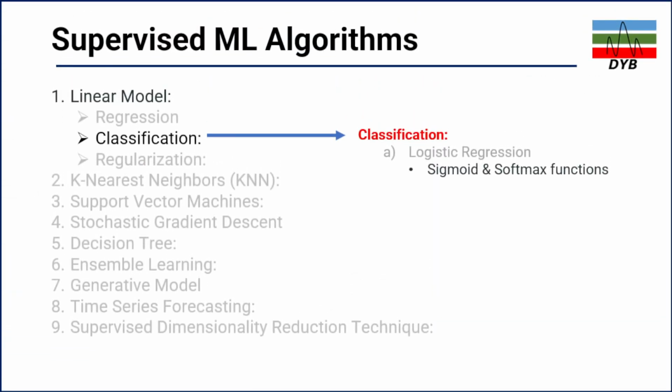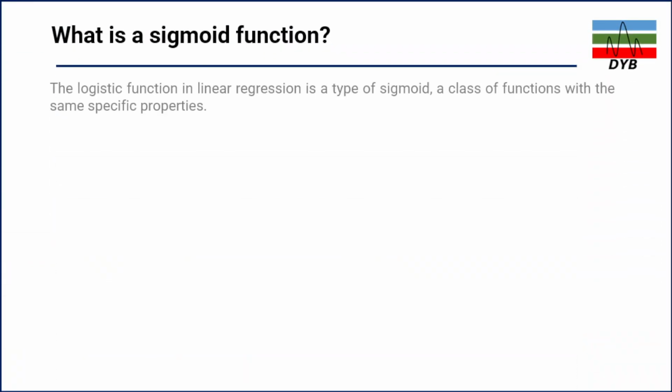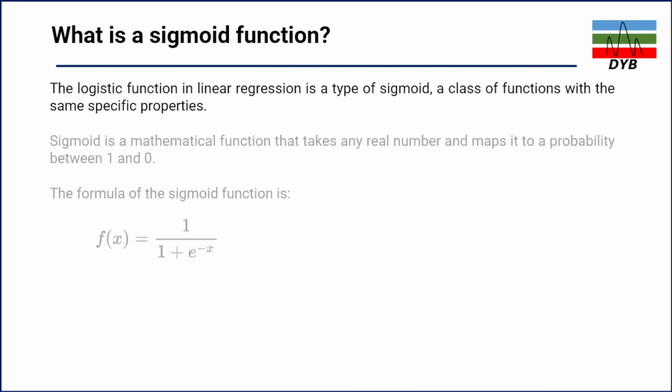So now we look at the further classification of the logistic regression, in which the first one is the sigmoid and the second one is softmax. So what is the sigmoid function? Actually, it is the logistic function in linear regression and is a type of sigmoid, a class of functions with the same specific properties.